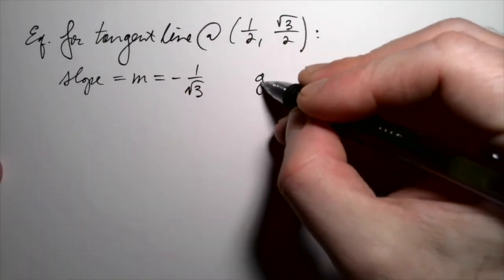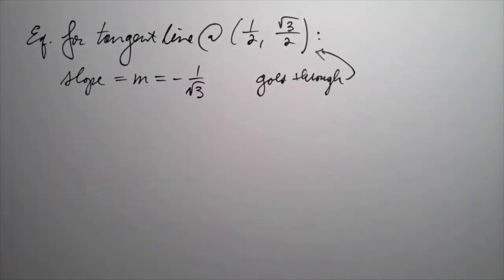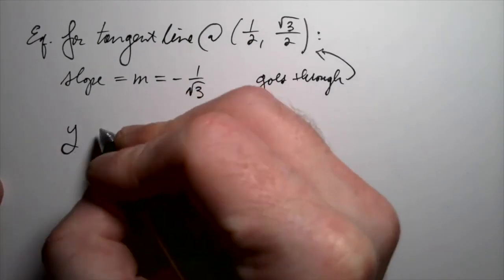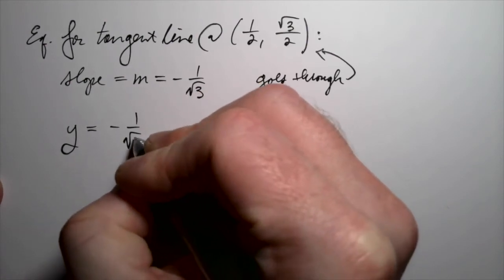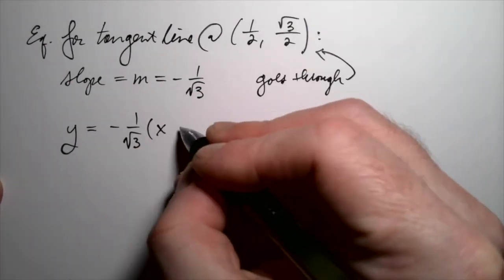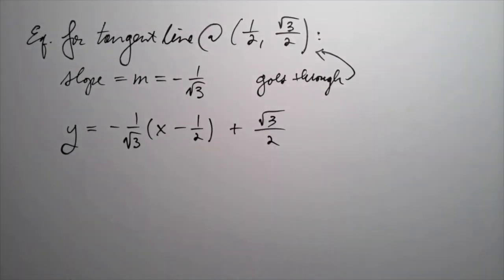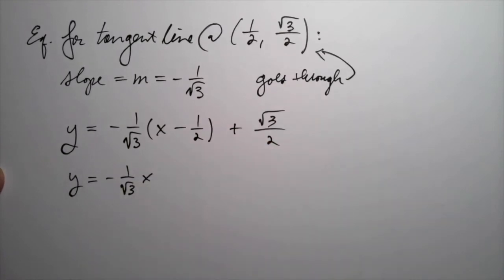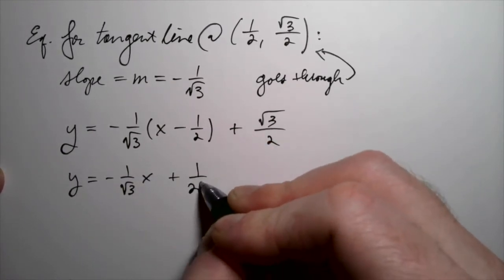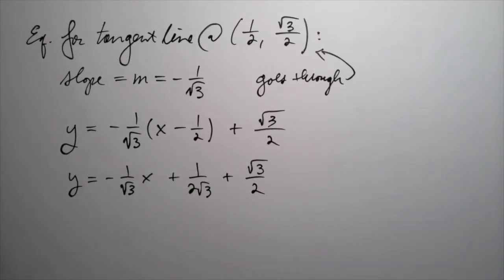And we also know that it goes through this point on the graph where we're taking the tangent line. So using point-slope form, the equation for the tangent line is given by the slope times x minus 1/2 plus the corresponding y coordinate. So there you have it. That's the equation for the tangent line. If you want to simplify, make it look a little prettier, you could write it this way. I don't know if it actually looks much better, but there you go.